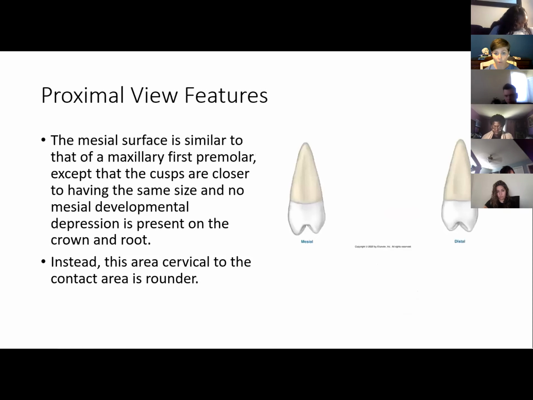All right, looking at the proximal surfaces. The mesial surface is similar to that of the maxillary first premolar, except that the cusps are closer to having the same size, and there's no mesial developmental depression present on the crown and the root. Instead, this area cervical to the contact is more round. So you can see that it doesn't have that shallow depression, and the concavity is right here in the root, and it's not nearly as deep.